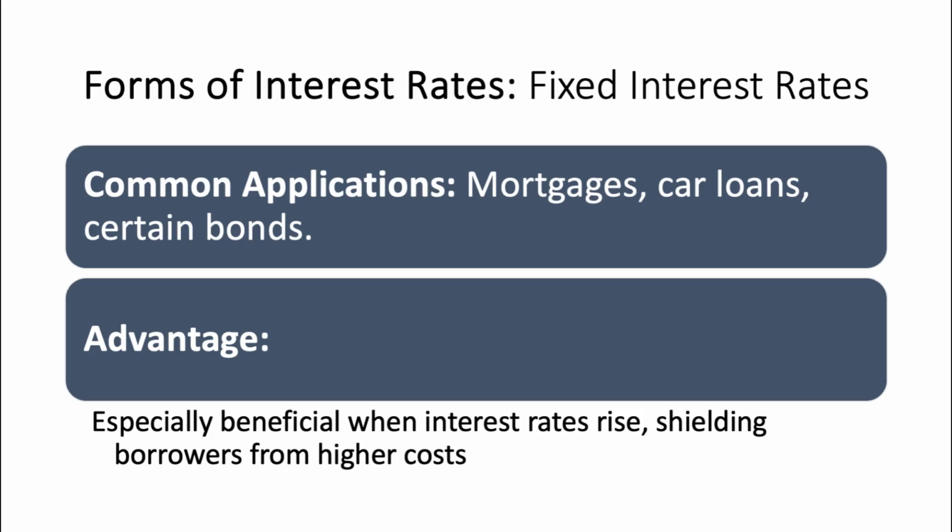The big advantage here is protection. When interest rates in the economy rise, those with fixed-rate loans don't feel the impact. Their payments remain the same, while others with variable-rate loans might end up paying more. So, having a fixed rate is especially beneficial when interest rates are going up. It shields borrowers from higher costs and makes long-term commitments easier to manage.